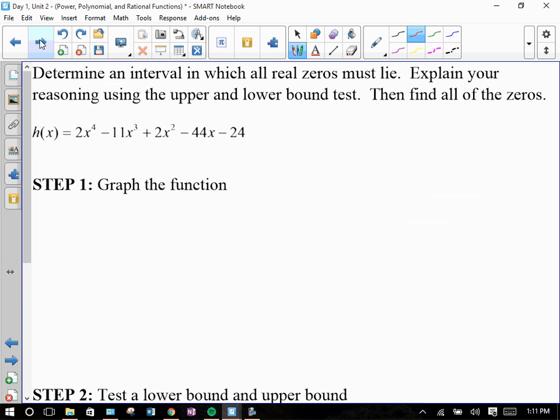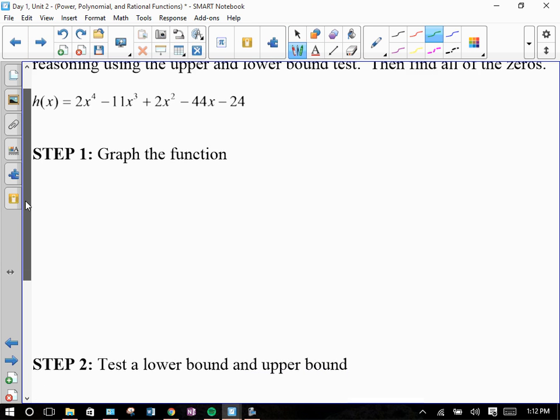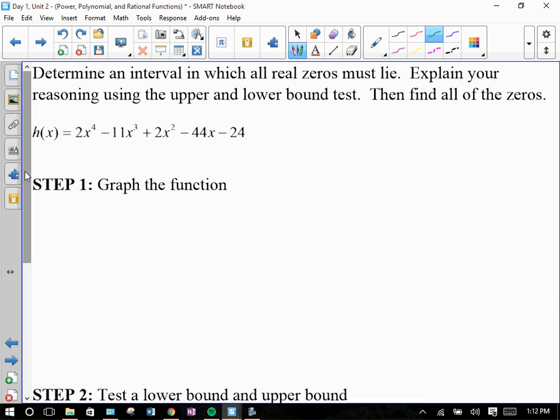Let's look at an example. First of all, what we're going to do here is, it says determine an interval in which all real zeros must lie. Explain your reasoning using the upper and lower bound test. Then find all of these zeros.